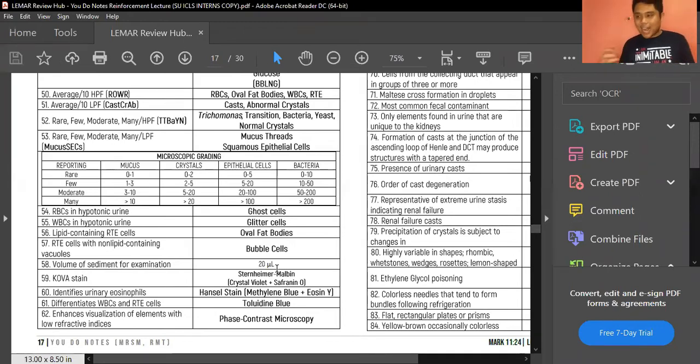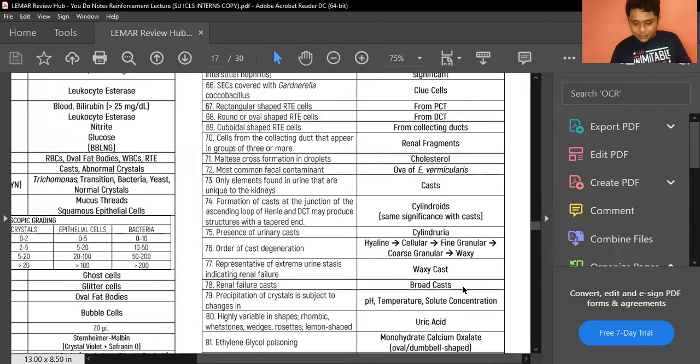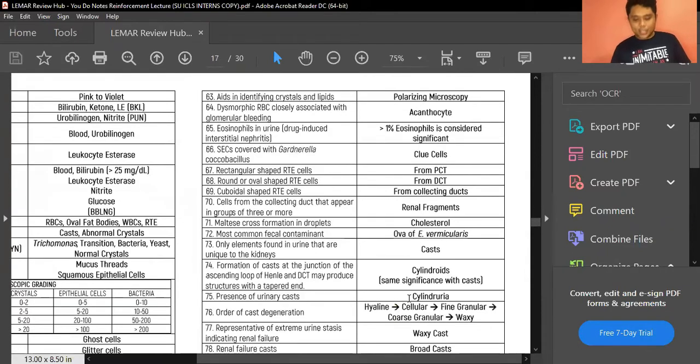Basta Hansel stain, it's for eosinophils. That next differentiates WBCs and RTEs, of course, toluidine blue. For microscopy, basta low refractive indices, phase contrast, such as casts. All right. So take note. But the next one is for crystals and lipids, polarizing microscopy.